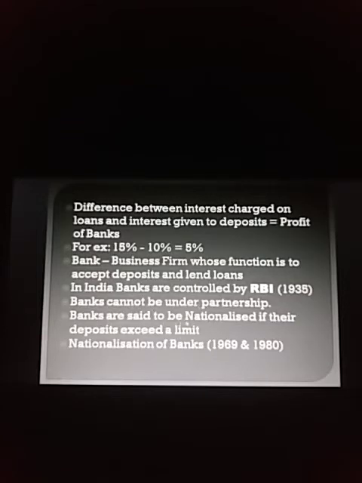Banks are said to be nationalized if their deposits exceed a limit. In India, nationalization of banks was done in two different phases. First one, in 1969, the banks were nationalized. There were 14 in number. In the second phase, it was done in 1980. There were 6 in number. Totally 20 banks were there.